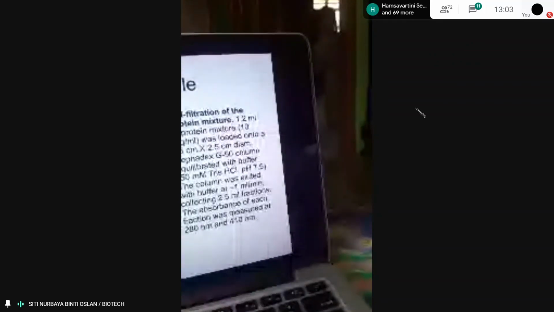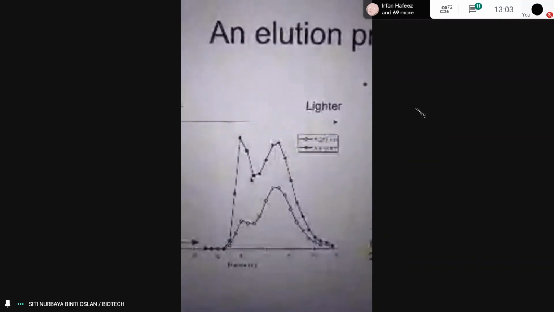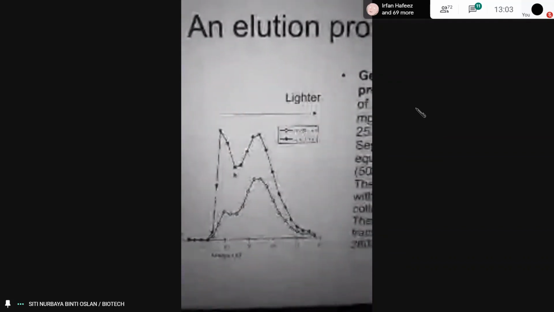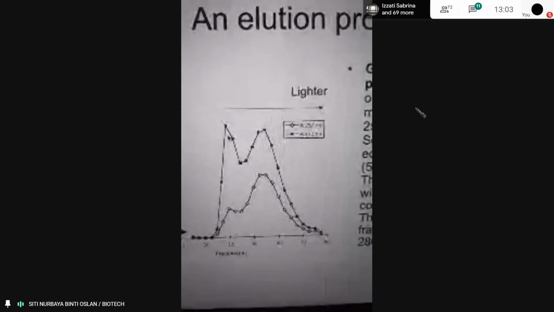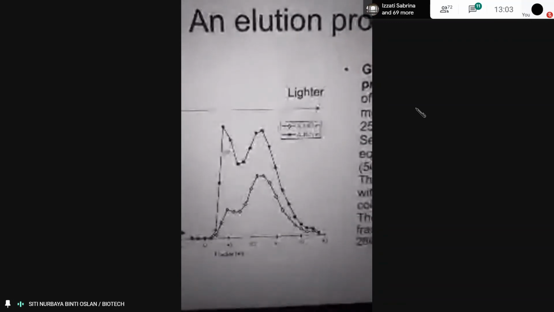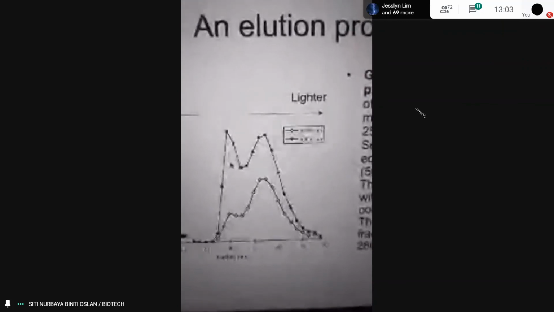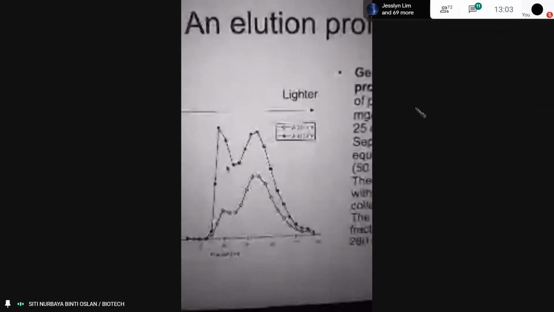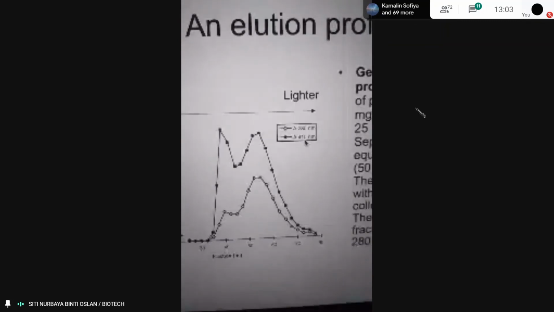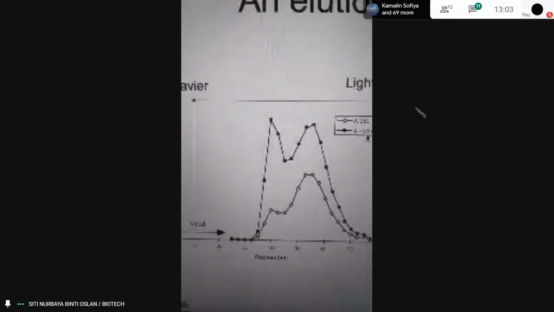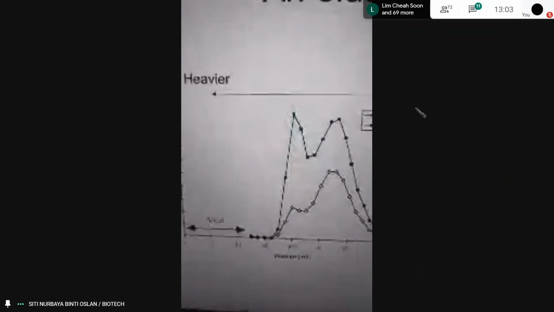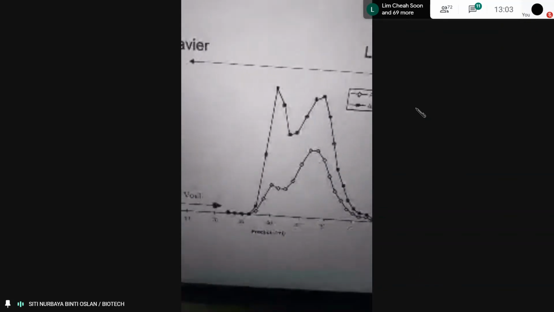You see, one, two fractions, one, two, three fractions. So fractions 40, 41, 42, these three fractions, they are all your protein, because it gives you activity when you check at absorbance 410. So yeah, this is about the first four slides.